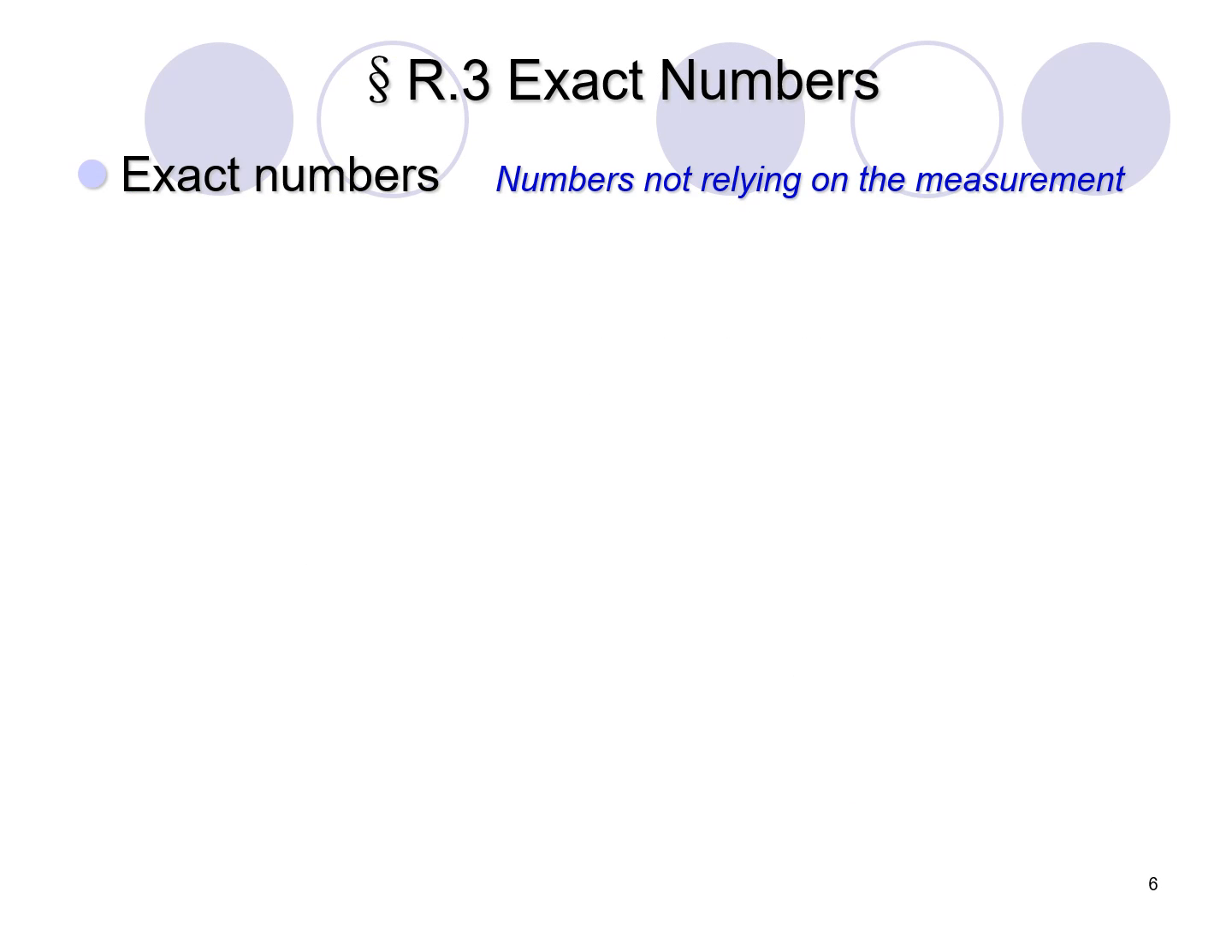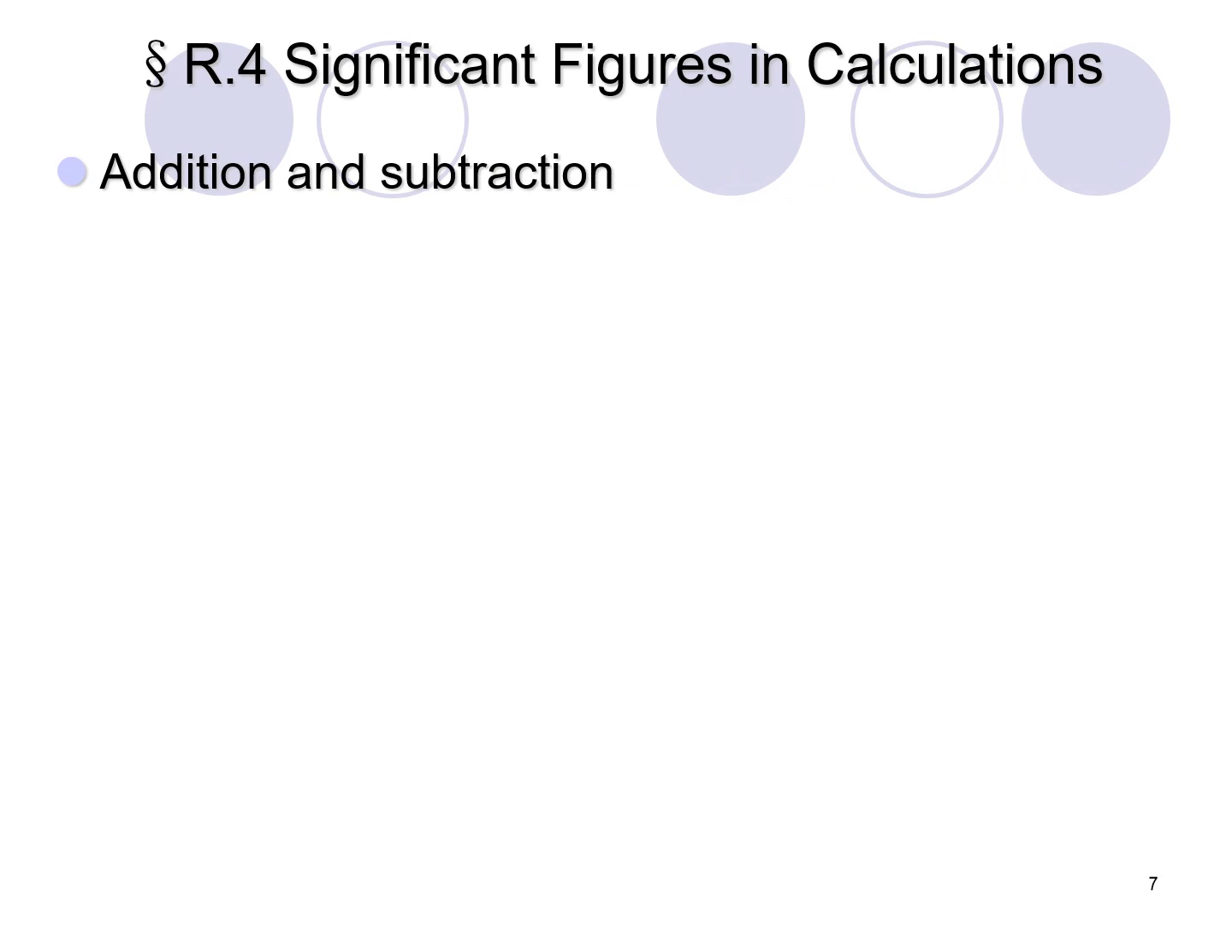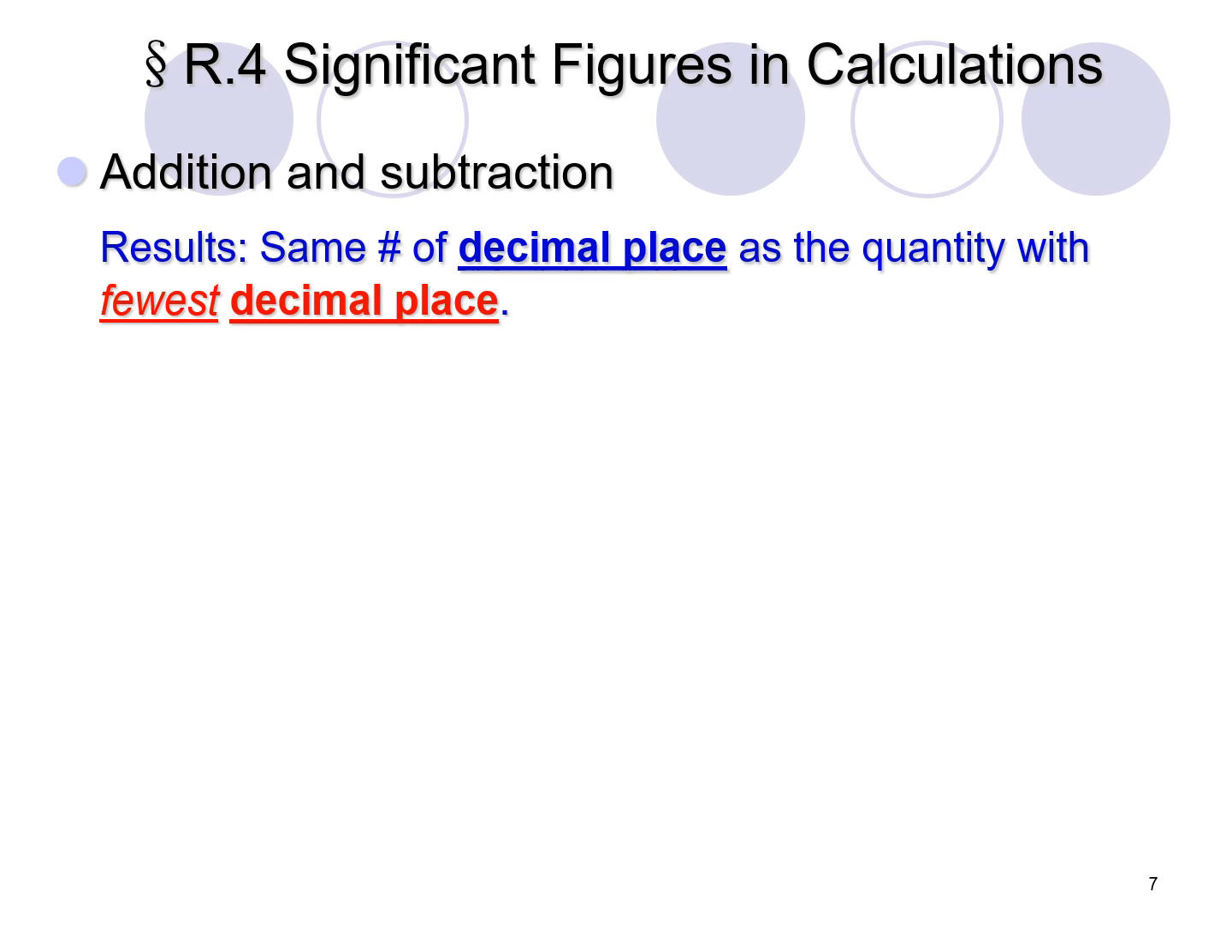There are certain rules about how we perform calculations with significant figures. The first rule is about addition and subtraction. When we perform addition, our result should have the same number of decimal places as the quantity with the fewest decimal places. In short, we are looking for the least decimal places.